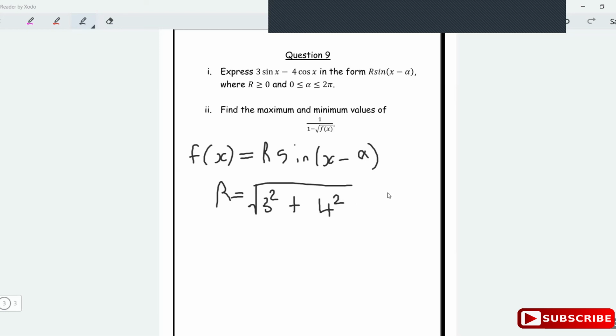So r is equal to 5, because 9 plus 16 is 25, and the square root of 25 is 5. So that is r. Then we need to find out what alpha is. Alpha is going to be equal to tan inverse of b over a, which is tan inverse of 4 over 3. All right, so what is tan inverse of 4 over 3?